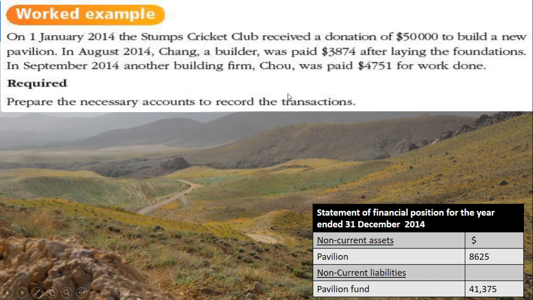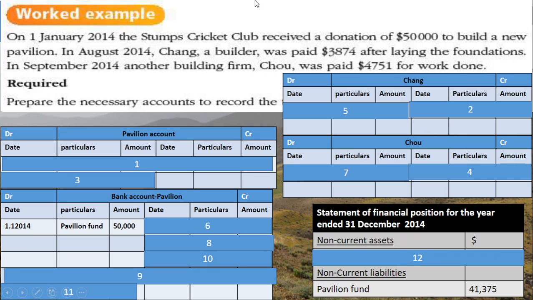So let's have a look. These are simple ledgers. So now we have pavilion account, bank account, Chang, Chow, and then statement of financial position. During the year, Chang and Chow has built a certain portion of the pavilion, so we need to increase the pavilion's value by this total amount. So in step 1, we write pavilion account debit, Chang account credit. Here it's showing that Chang has built 3,874 worth of pavilion.